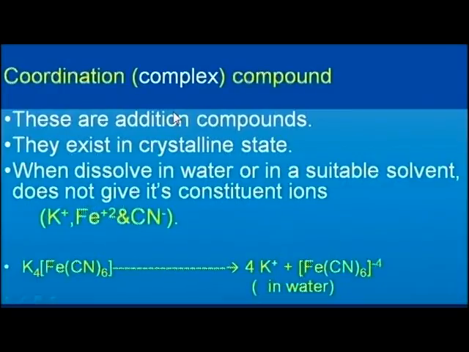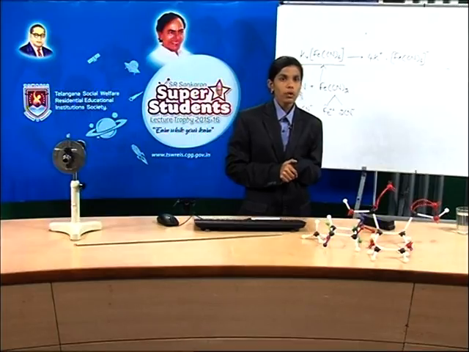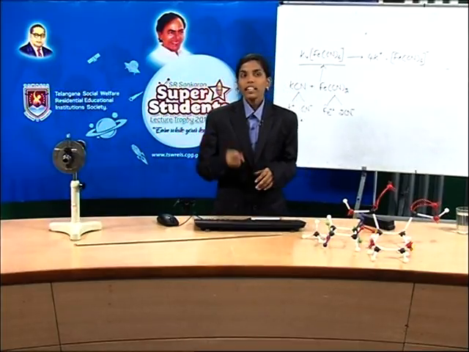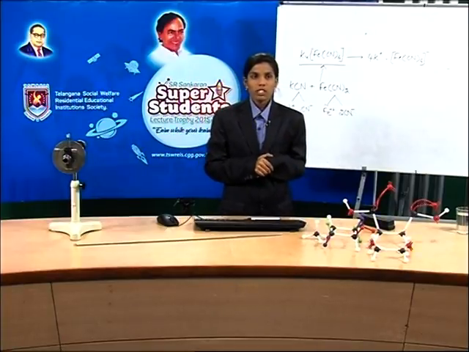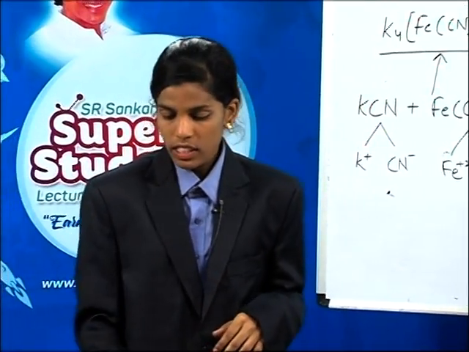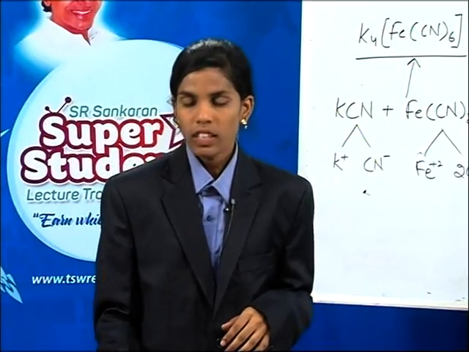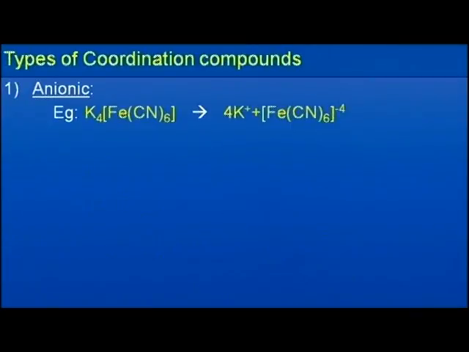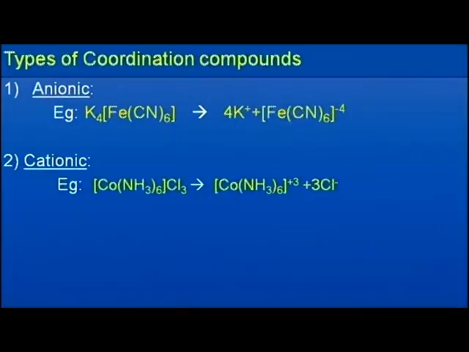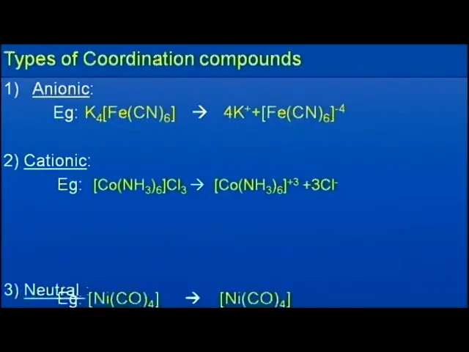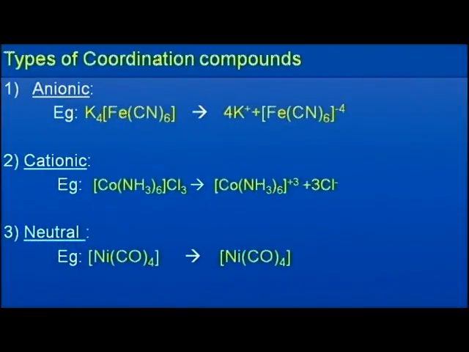Let us know how many types of coordination compounds there are. There are 3 types of coordination compounds, friends. One is the anionic compound, the second one is the cationic compound, and the third one is the neutral compound. Here is how we differentiate those compounds, let us see.